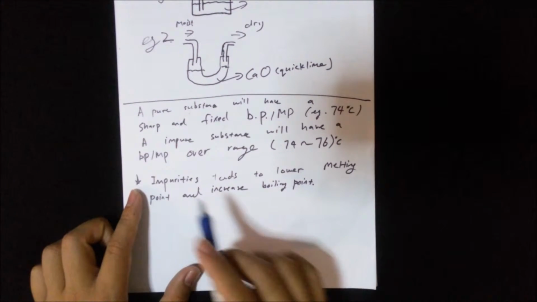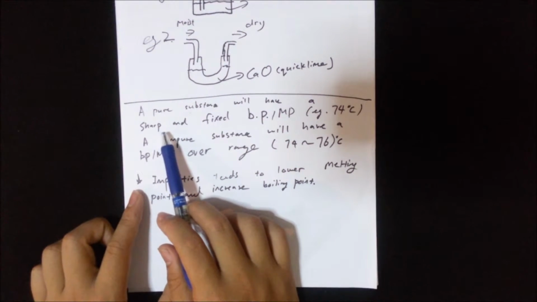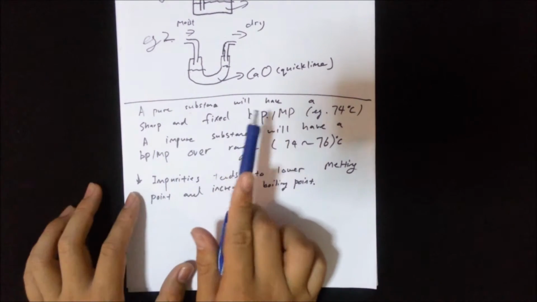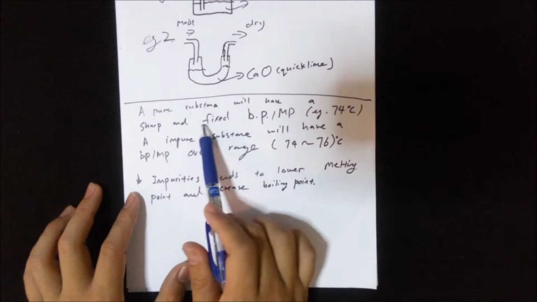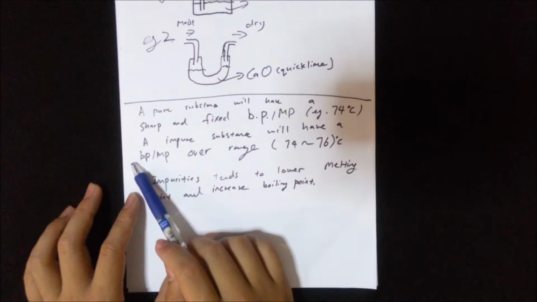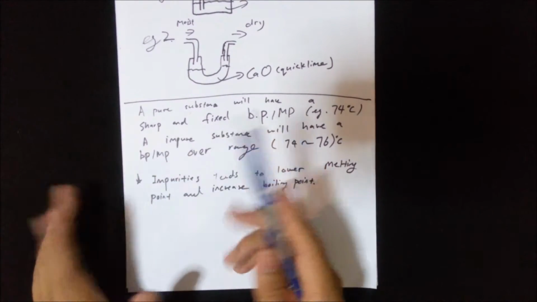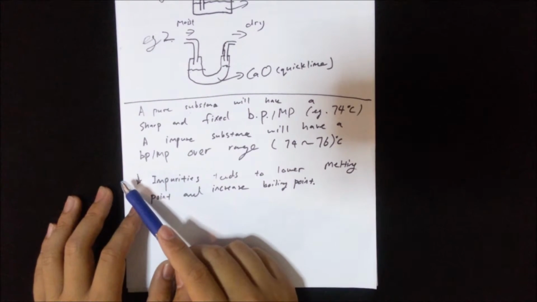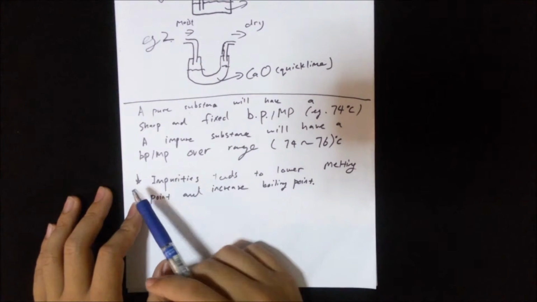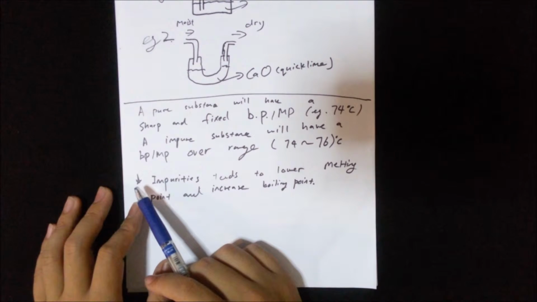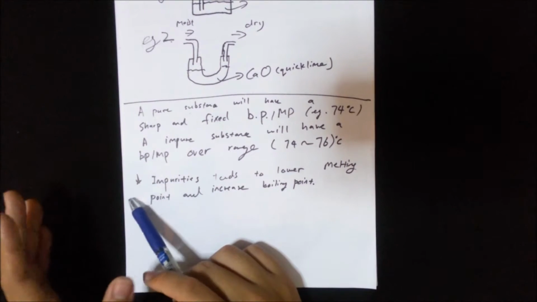So next we will be looking at whether a substance is pure. A pure substance has one unique quality, and that is that it has a sharp and fixed boiling point and melting point. For example, I'm talking about liquid water, pure water. Pure water will usually have a boiling point of 100 degrees and melting point of 0 degrees. That's what I mean by sharp and fixed, because it's 100.